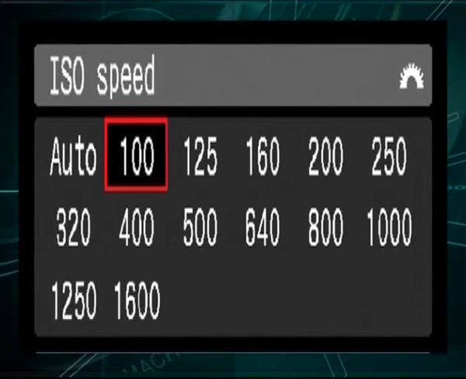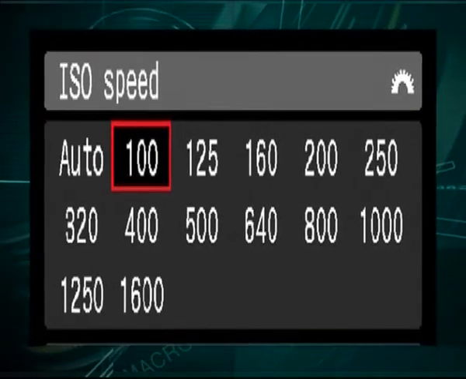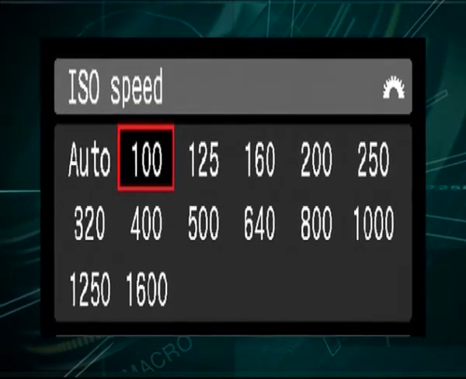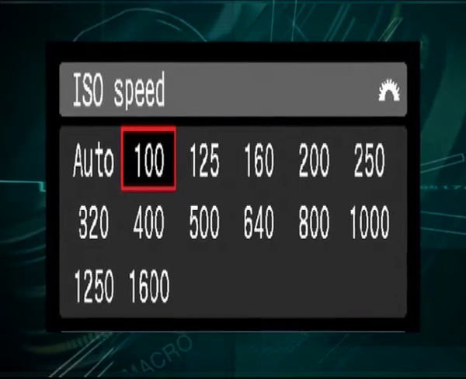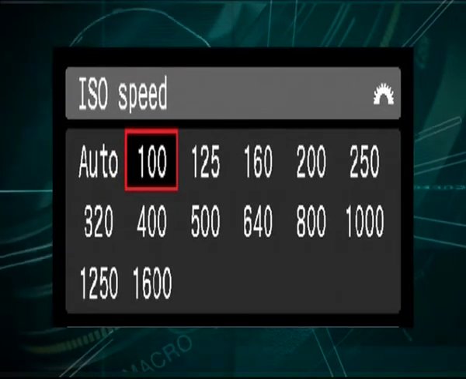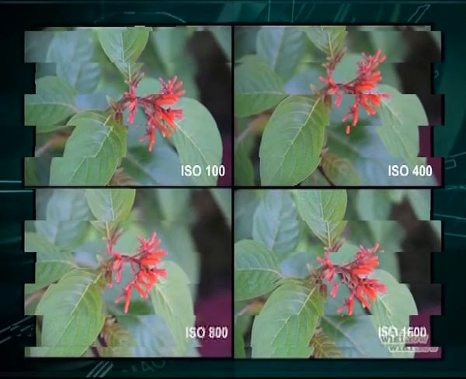Each camera has a base ISO, which is the lowest sensitivity number of the sensor installed in the camera. Generally, the base ISO is either 100 or 200. It is programmed to produce the sharpest image in normal light conditions.